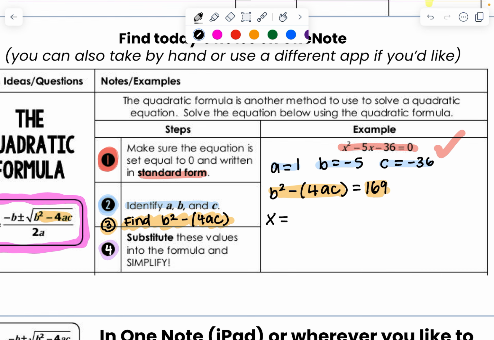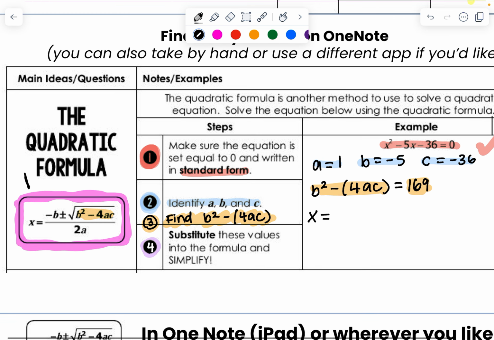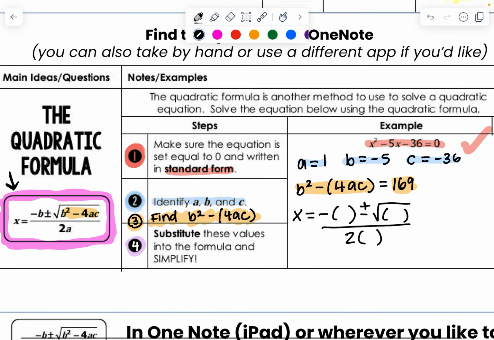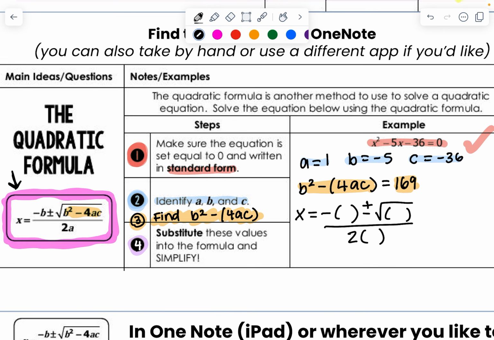So x is equal to, if I look over at my quadratic formula over here, it is equal to the opposite of b plus or minus the square root of my discriminant all over 2 times a. So sometimes I like to just put the parentheses of what I'm going to plug in. I actually could just do this too if I really wanted to. And I'm ready to substitute.